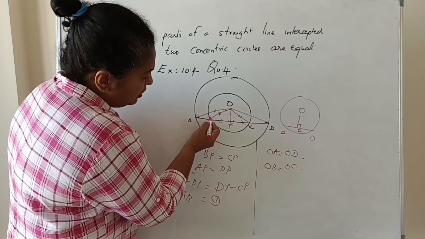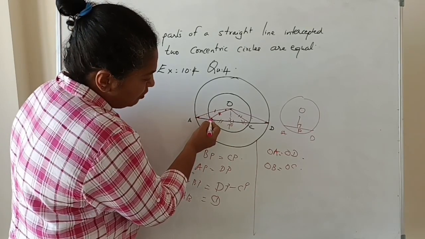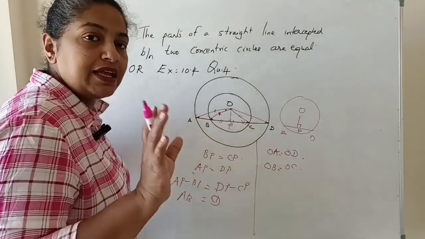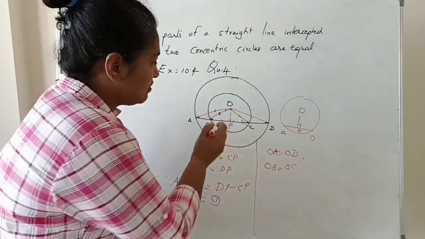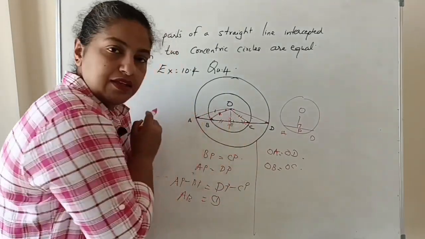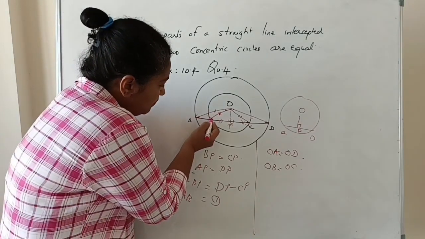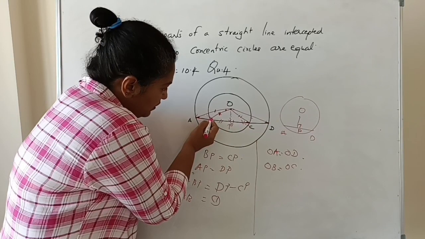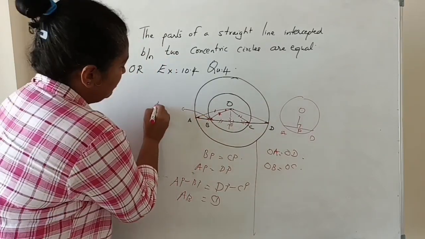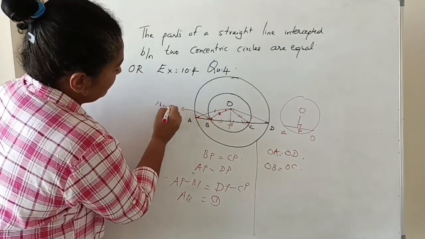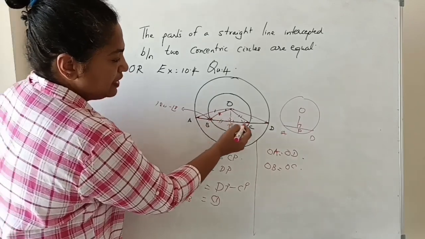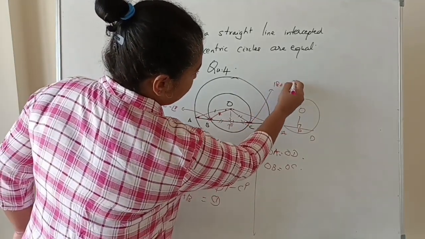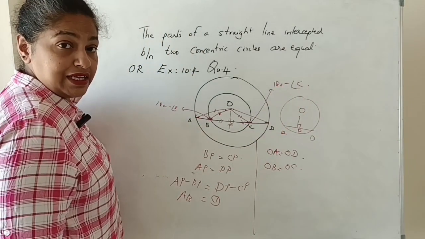What can you say about this angle of the smaller triangle? They are equal because they are the base angles of the isosceles triangle OBC. Correct. Now, angle B is equal to angle C. So, this angle is 180 minus angle B. The reason being it's a linear pair. Similarly, this angle is 180 minus angle C. Again, it is a linear pair.